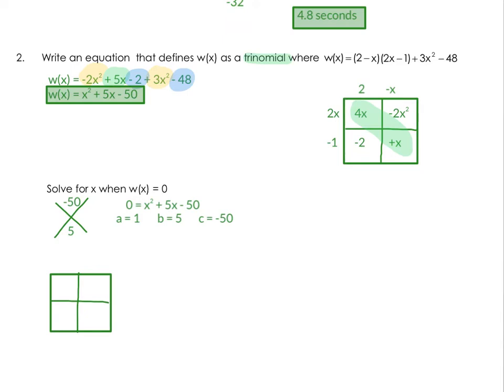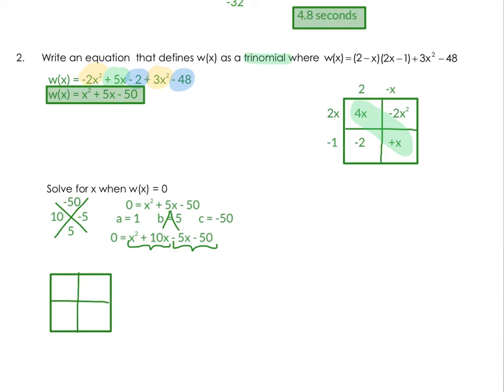Okay, so the factors are 10 and negative 5. Now we can go ahead and rewrite the b term to split it to be those two. 0 equals x squared plus 10x minus 5x minus 50. Now it's ready for factor by grouping. The first two and the second two.